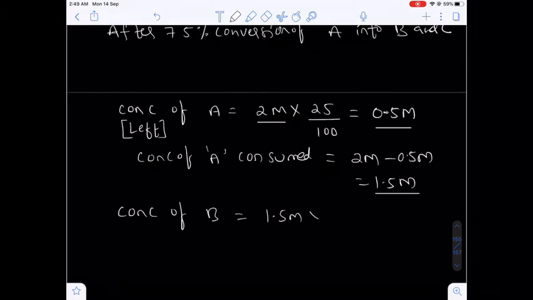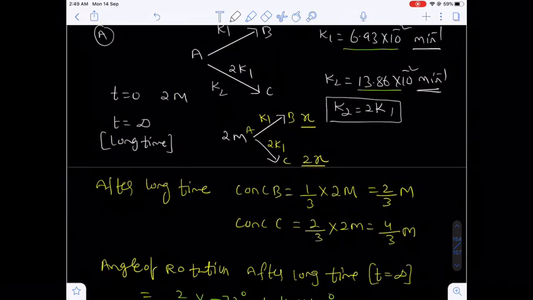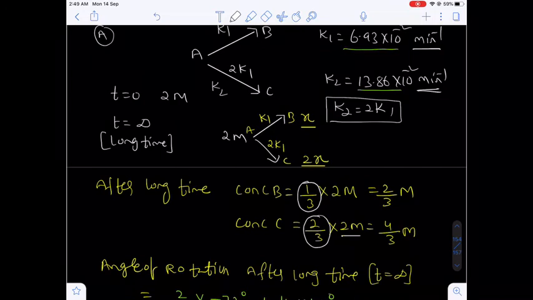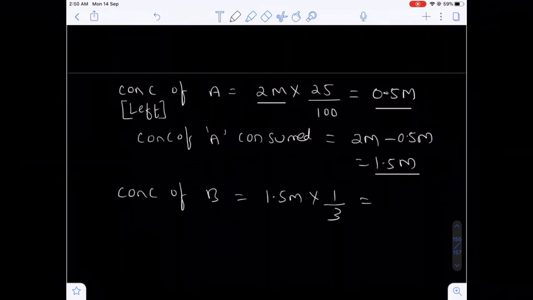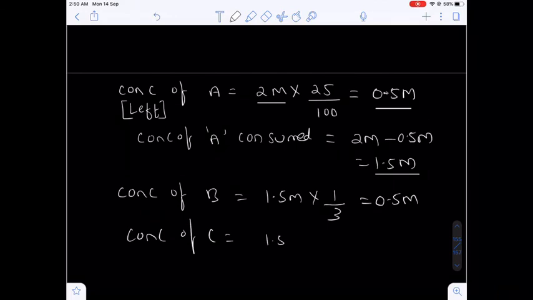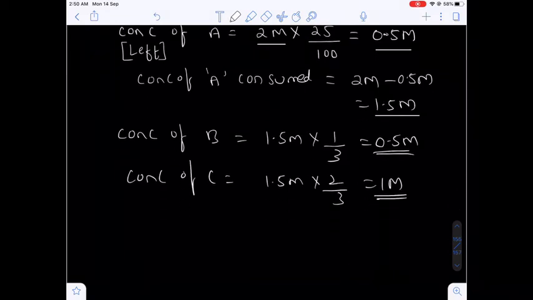Concentration of B will be equal to 1.5 molar into 1 by 3. Why am I taking 1 by 3 here? Are you getting my point? In the case of the concentration of C, we have to multiply with 2 by 3 of the total concentration. The initial concentration was 2 molar, but here we have only 1.5 molar. So 1.5 molar into 1 by 3 gives you 0.5 molar. And what about the concentration of C? 1.5 molar into 2 by 3, that yields 1 molar.